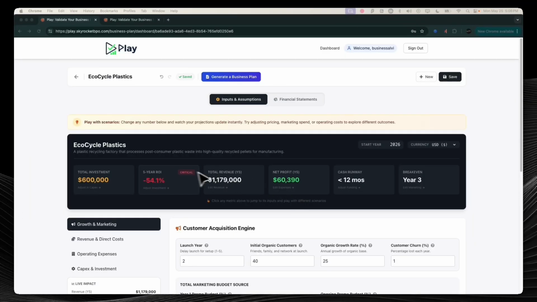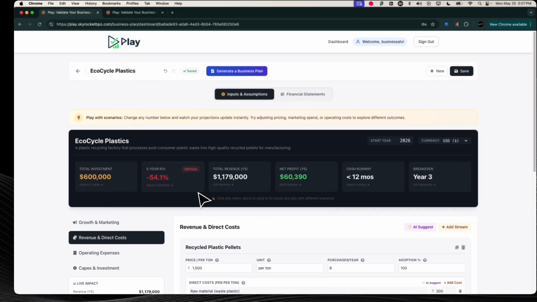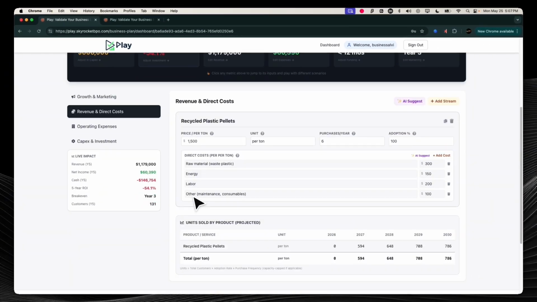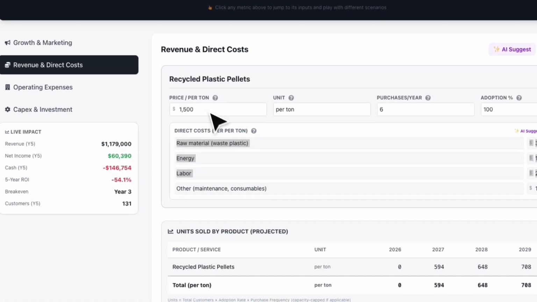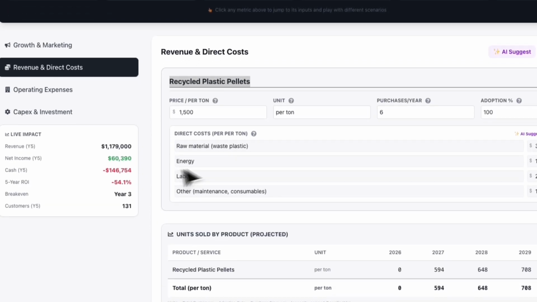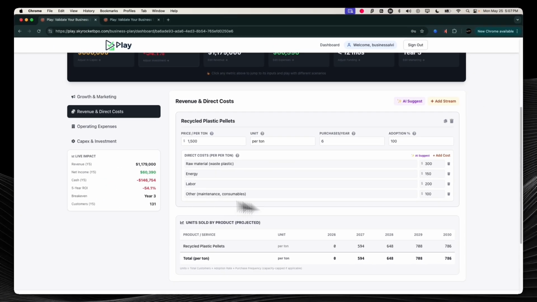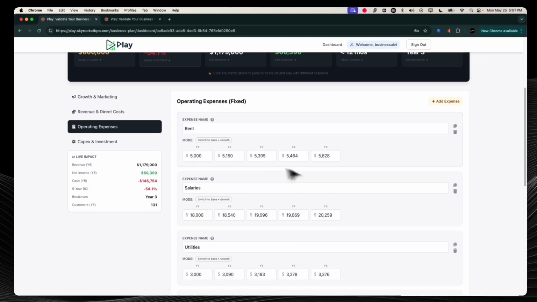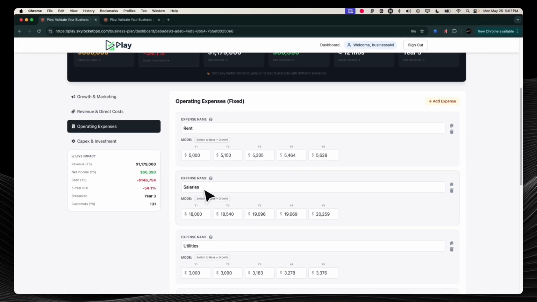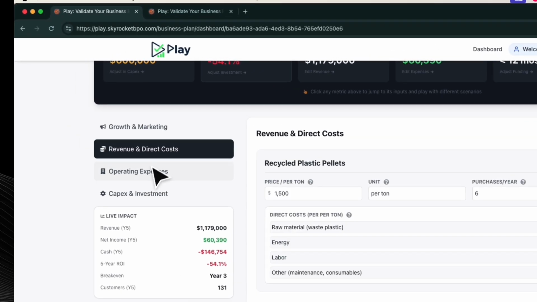Okay, now let's move on to the revenue section, revenue and direct costs. There are two types of cost or expenses. One is direct expenses and one is indirect expenses. Direct expenses are the type of expenses which vary with your revenue. So if your revenue increases, these expenses will also increase. These expenses depend on the quantity of sales. And there are indirect expenses such as rent and salaries, which remain fixed, irrelevant to whether your revenue increases or not.